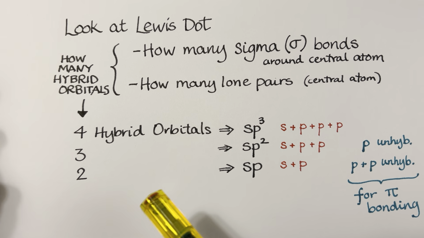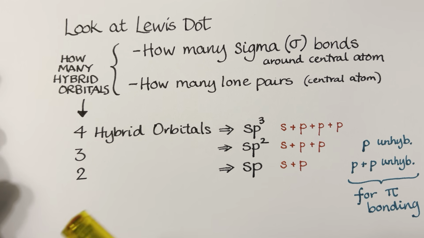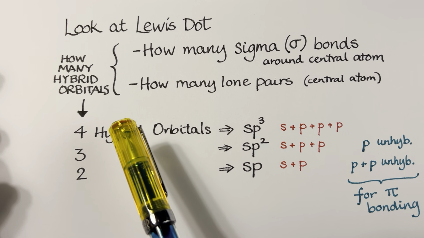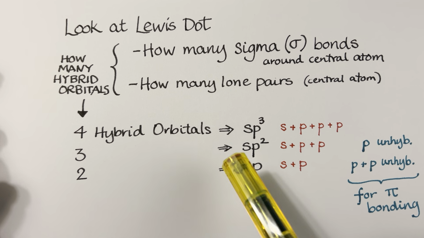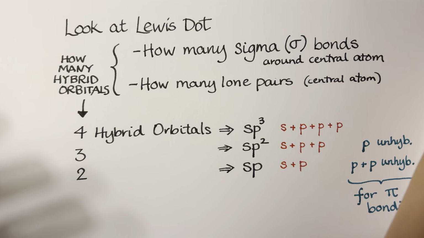Okay. So this assessment of your starting Lewis dot structure works very well to figure out what kind of hybridization is happening. Okay, so let me set these pens aside and let's look at some examples, okay?